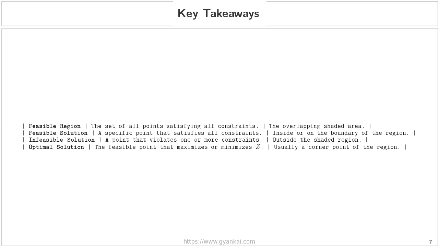I hope this summary helps clarify the relationship between these 4 key terms. If you can master these distinctions, you'll have a very strong foundation in linear programming.